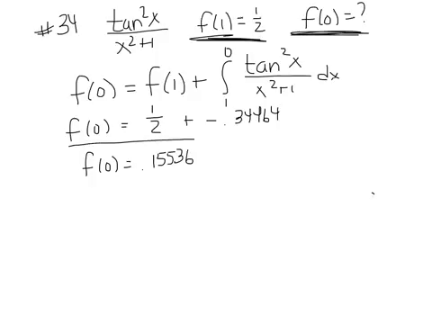And when you add those two values together, f of 0 is equal to 0.15536. And I believe that the answer is the one that's 0.155, because in calc we go to 3 decimal places for our decimal approximations.